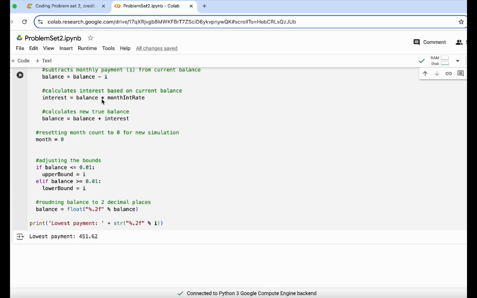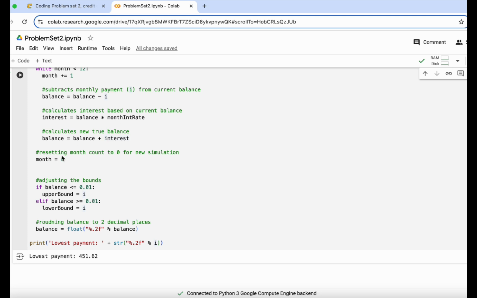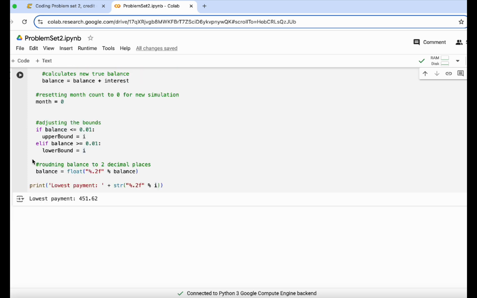And then we're calculating our interest based off that current balance, and then we calculate the quote-unquote true balance after adding that interest back in. And then, similar to resetting the balance to its original, we also reset the month count for each new simulation or trial. Then with this block down here, we are adjusting the bounds.